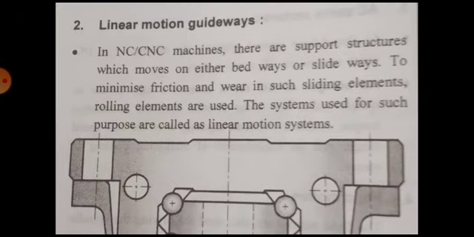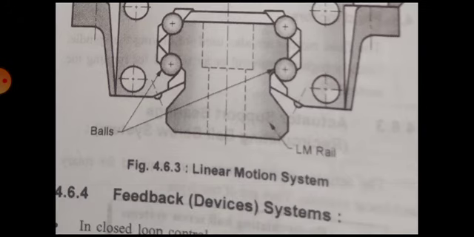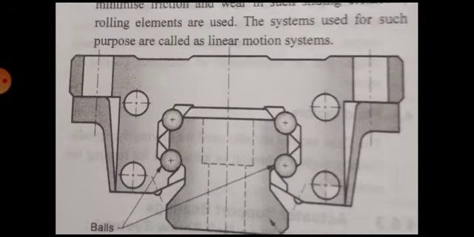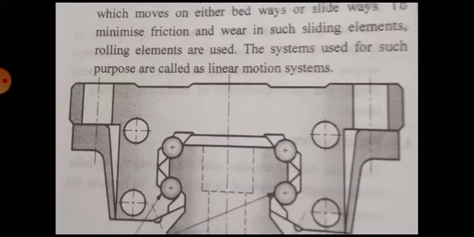Next one is linear motion guideways. Here you can see rails are there and balls are also provided. Linear motion system. In NC-CNC machines, there are support structures which move on either bedways or slideways. To minimize friction and wear in such sliding elements, rolling elements are used. The system used for such purpose is called a linear motion system.